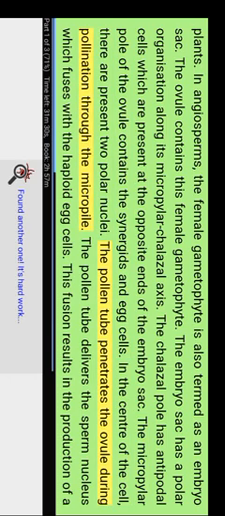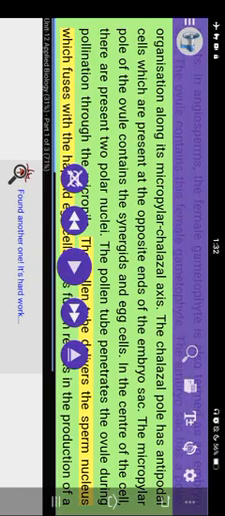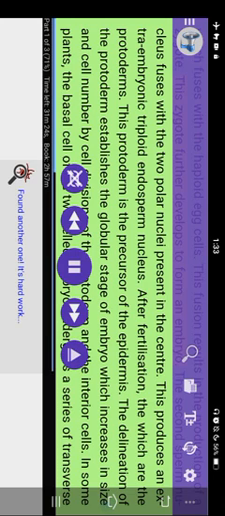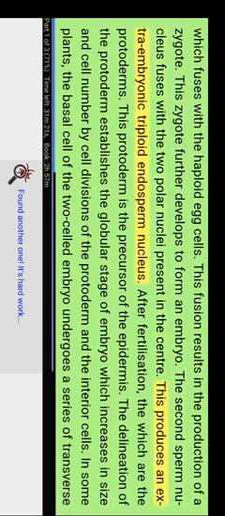The pollen tube penetrates the ovule during pollination through the micropyle. The pollen tube delivers the sperm nucleus, which fuses with the haploid egg. This fusion results in the production of a zygote. This zygote further develops to form an embryo. The second sperm nucleus fuses with the two polar nuclei present in the center. This produces an extra-embryonic triploid endosperm nucleus.